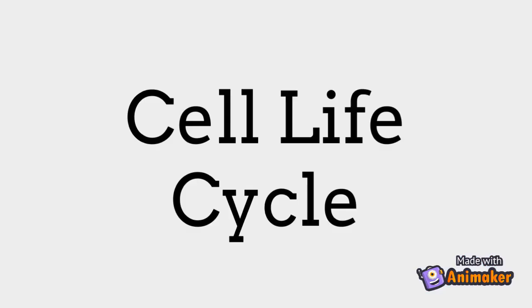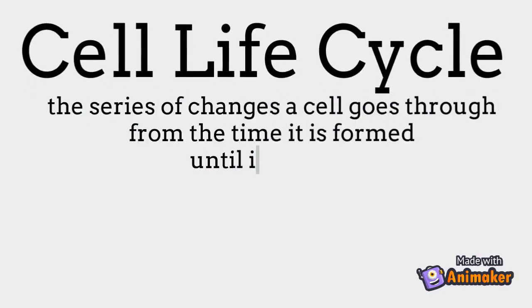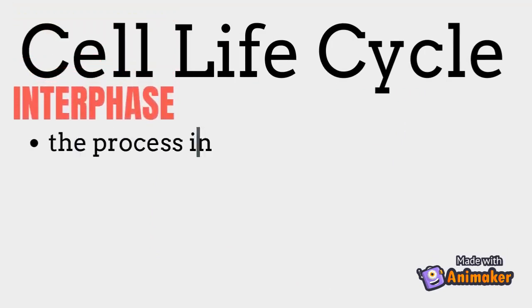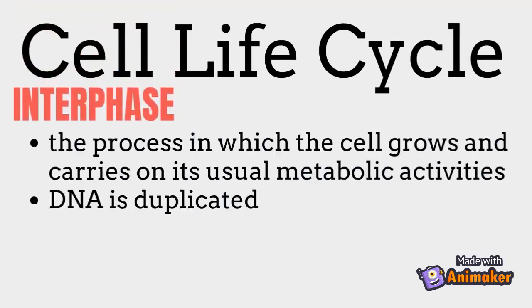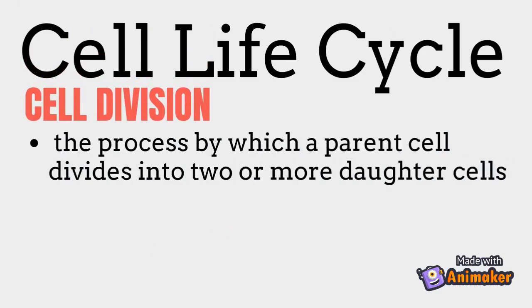The cell life cycle is the series of changes a cell goes through from the time it is formed until it divides. The cycle has two major periods, interphase and cell division. Interphase refers to the period in which the cell grows and carries on its usual metabolic activities. The DNA is duplicated. Cell division, on the other hand, is the process by which a parent cell divides into two or more daughter cells. Cell division has two phases, mitosis and cytokinesis.